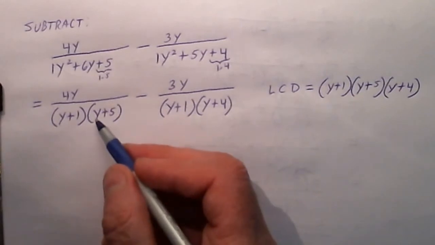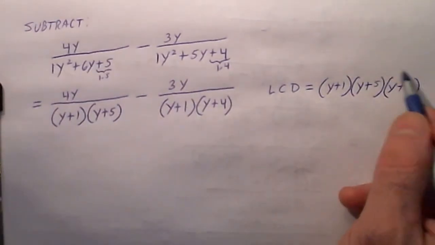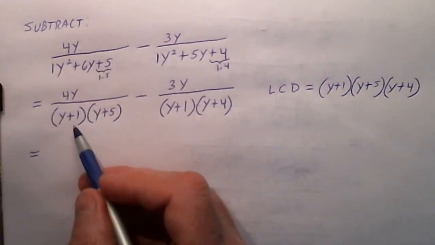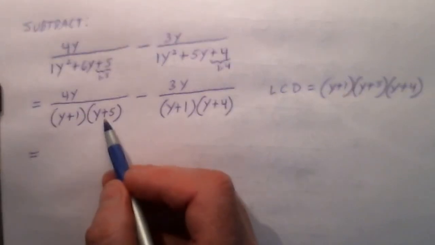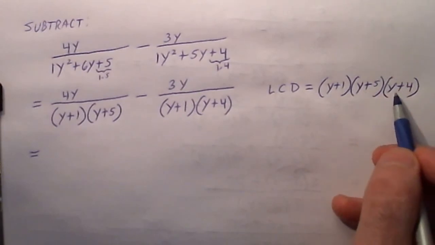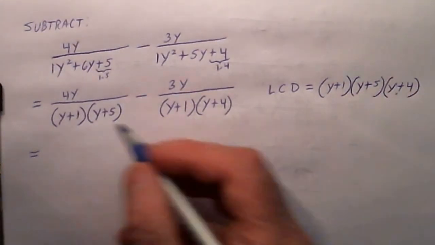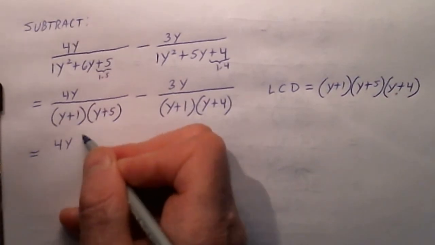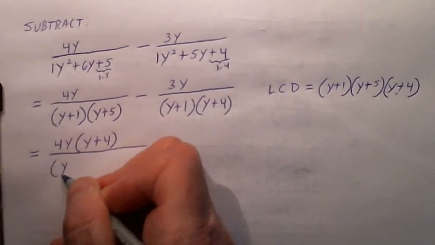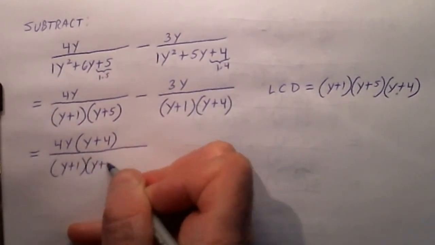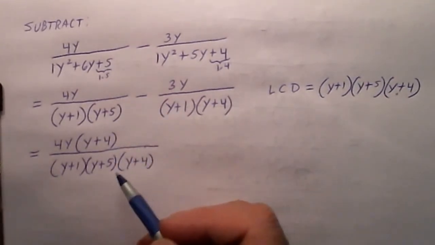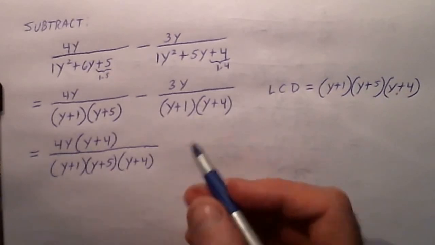Now we have to build both these fractions up into equivalent fractions that both take on this least common denominator. Notice the first denominator has the y plus 1 and the y plus 5. It's got the y plus 1 and y plus 5. It's missing a factor of y plus 4. Being the case, we're going to have to multiply top and bottom of the first rational expression by y plus 4. Notice now our first rational expression does have the least common denominator.